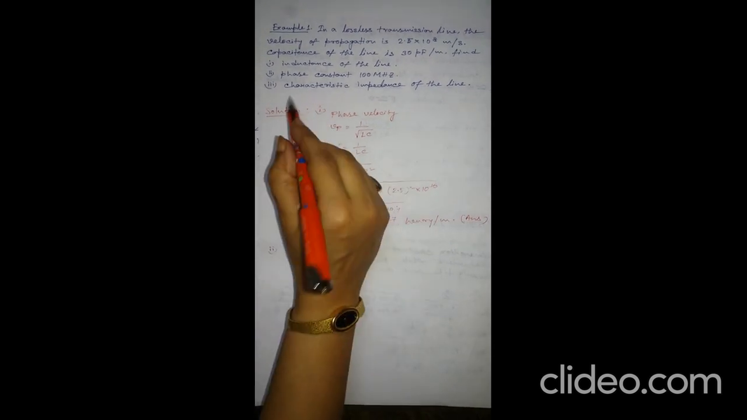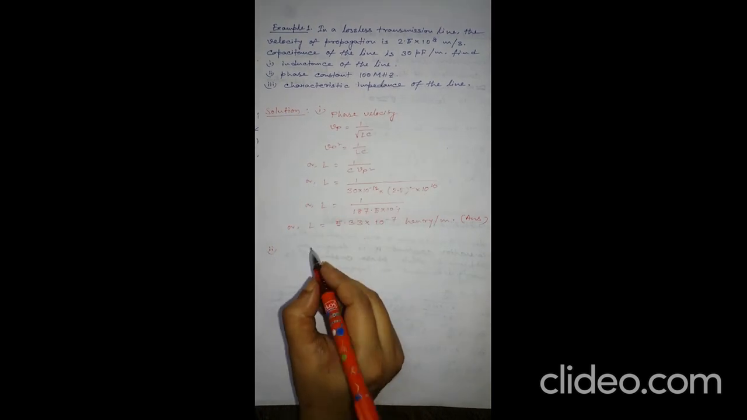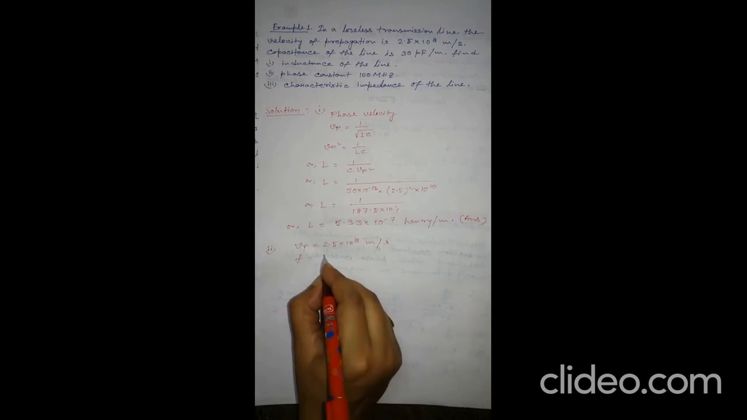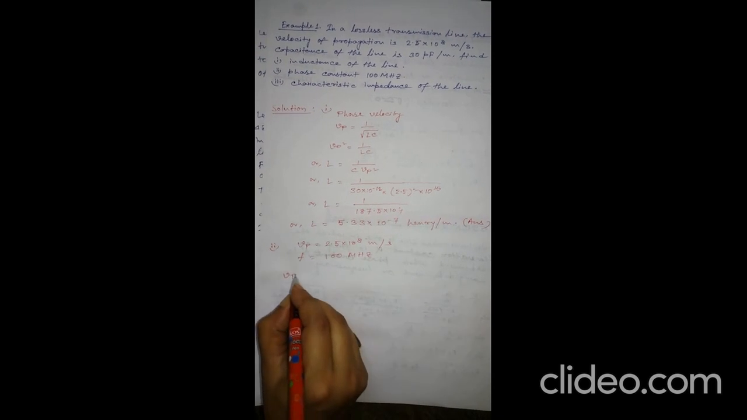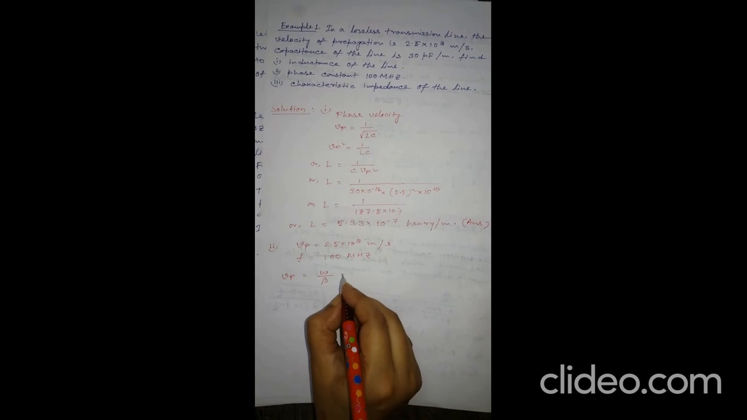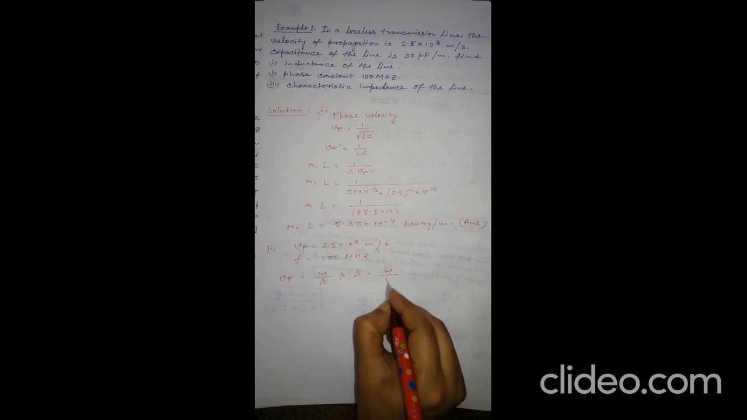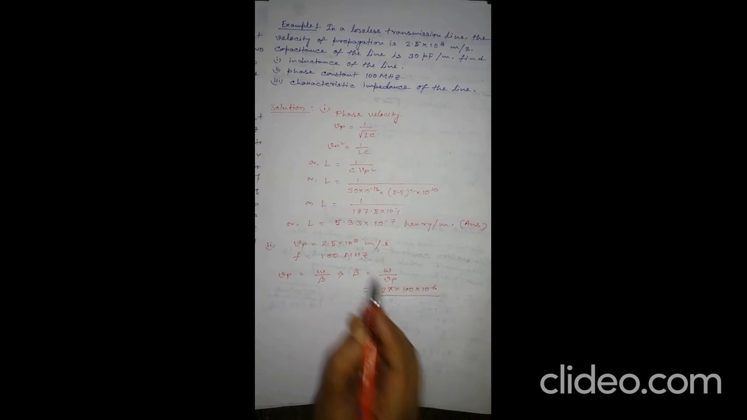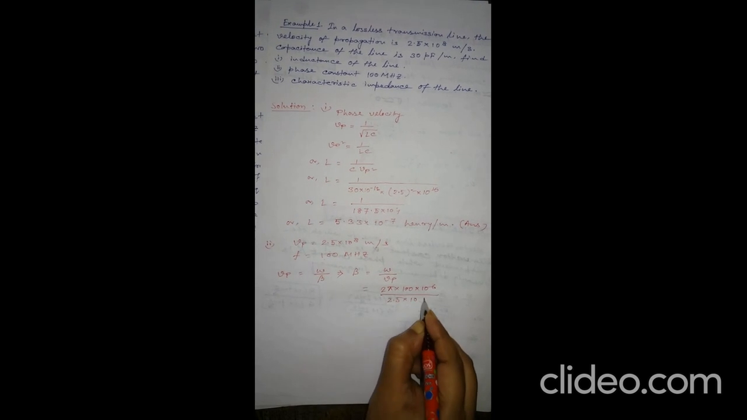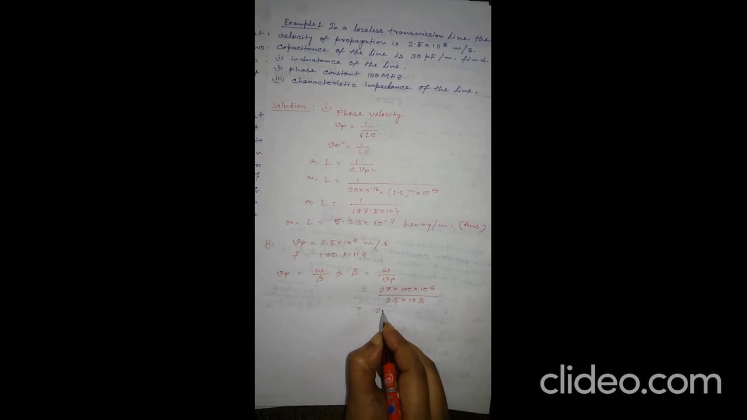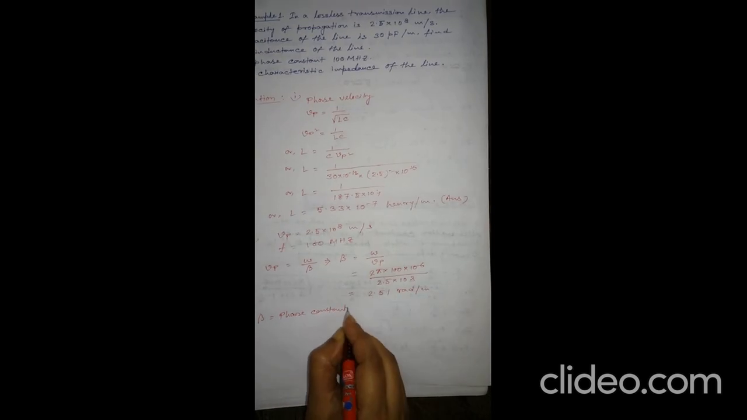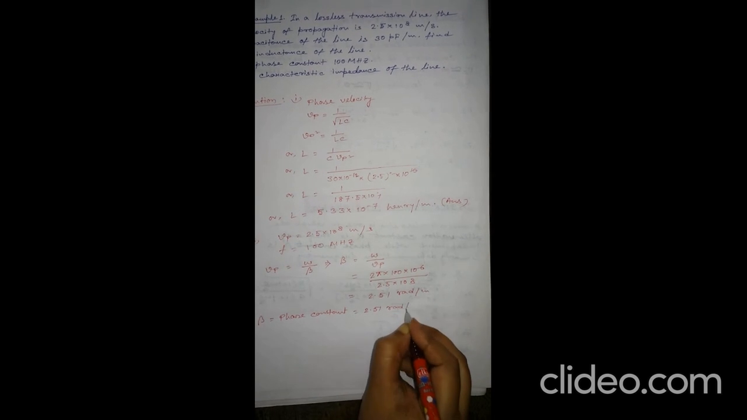Now come to the next problem. Phase constant at 100 megahertz. We know Vp equal to 2.5 into 10 to the power 8 meter per second and f equal to 100 MHz. And we know that Vp equal to omega by the phase constant beta. So beta equal to 2 pi f by Vp, 2 pi into 100 megahertz by Vp, 2.5 into 10 to the power 8. After computing this value we get 2.51 rad per meter. So phase constant equal to 2.51 rad per meter. This is the answer.